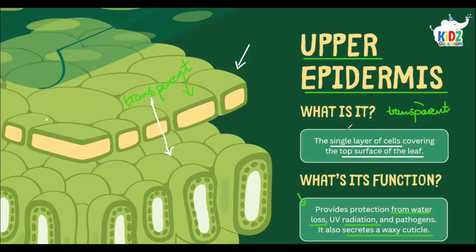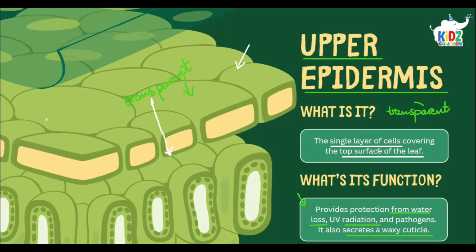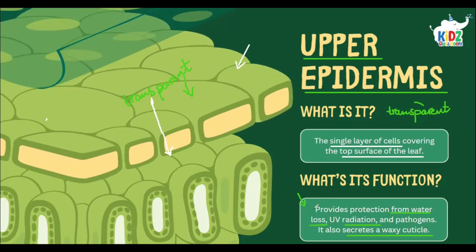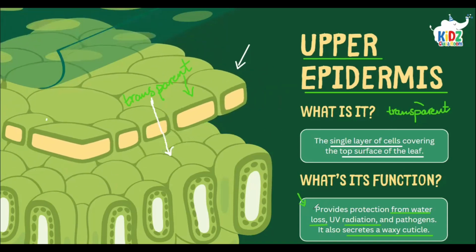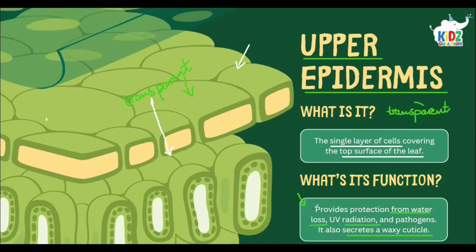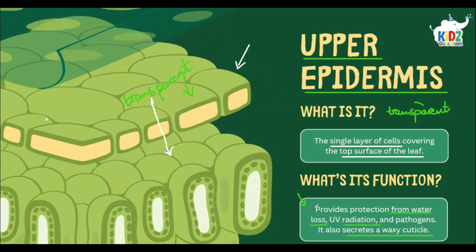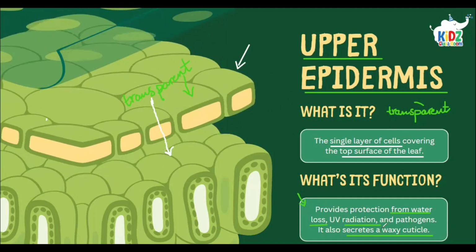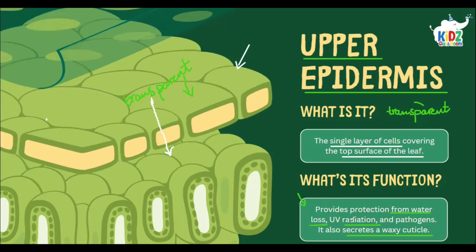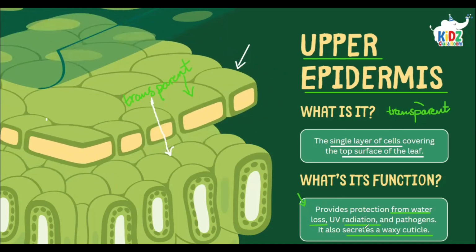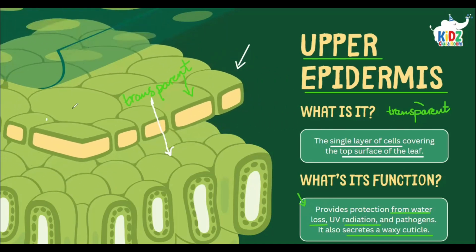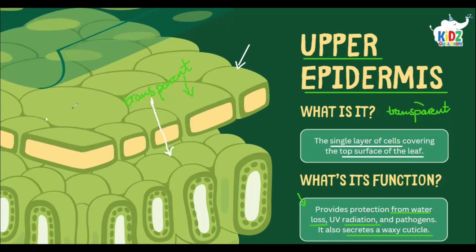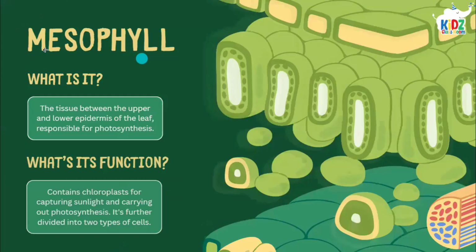So the upper epidermis is the single layer of cells that covers the top surface of the leaf, and its function is to provide additional protection for the leaf. It also aids in reducing water loss, provides a barrier against harmful organisms, and secretes a waxy cuticle. So let's move on and discuss another part of the leaf.